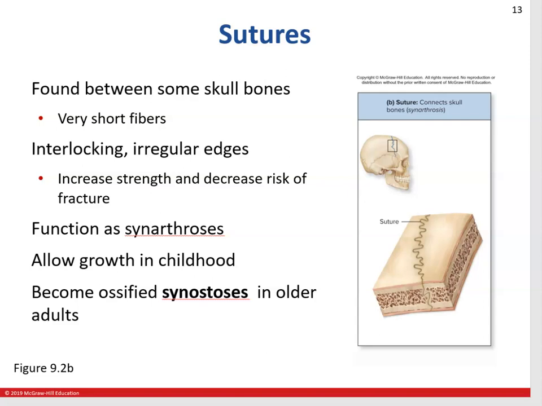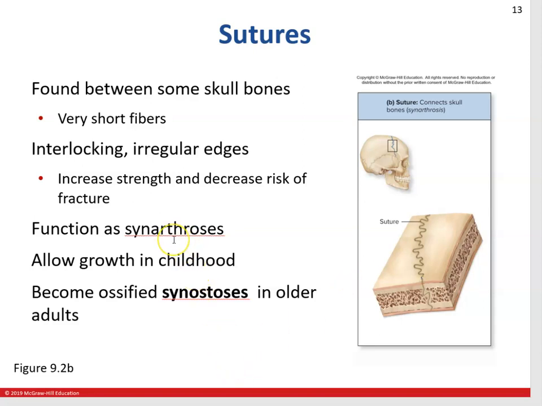A suture we're more familiar with. This is found between bones of the skull. Again, super short little fibers in between those bones holding them together. Now, look at the edges of these bones. It's not a straight edge. They actually have these little finger-like projections, so that's going to increase the surface area, increase the number of little fibers that are there to hold those bones together. It's a very strong joint, and it's going to help decrease the risk of fracture.